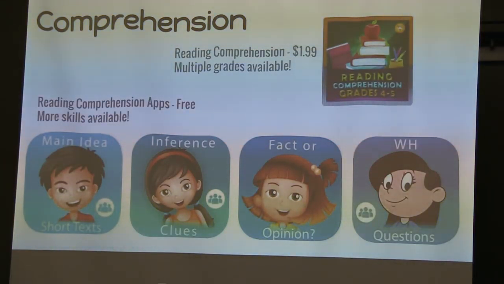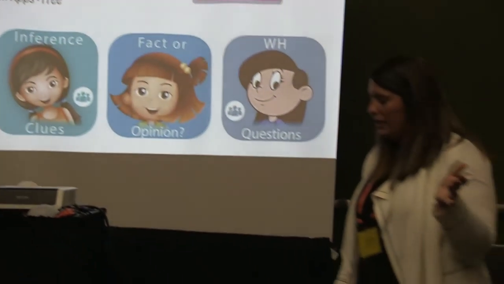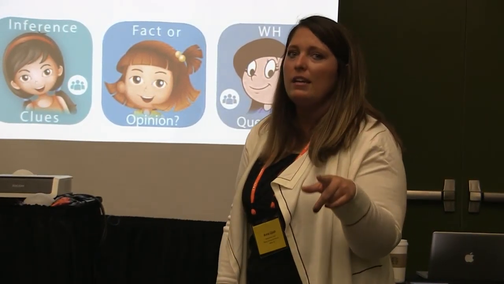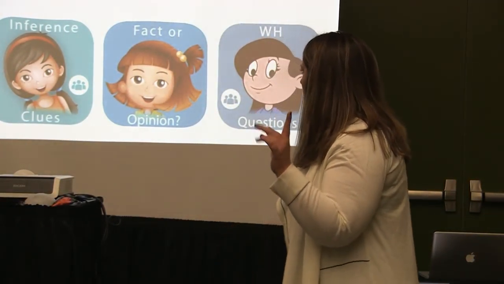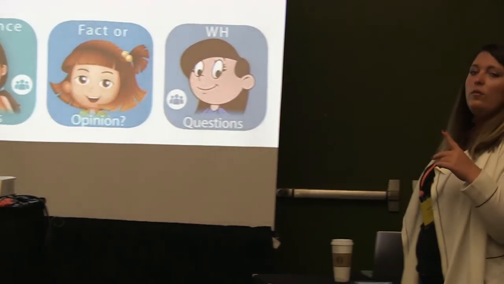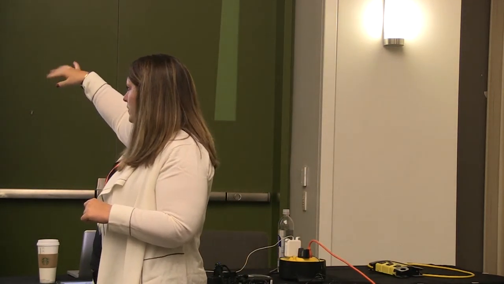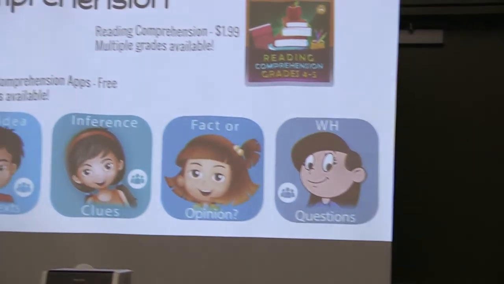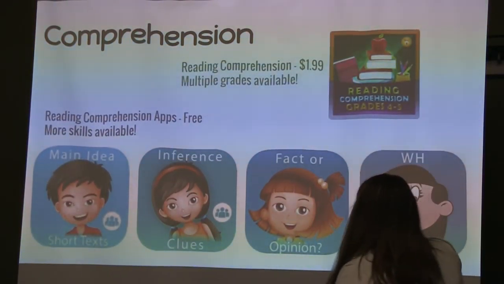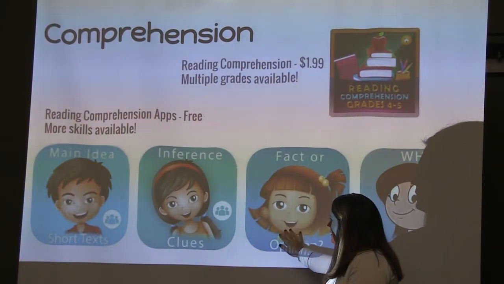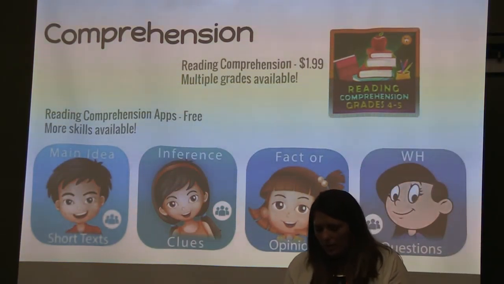Thinking about comprehension apps because this is another skill that isn't directly assessed in the FAST assessment, but that 10 myths and 10 minutes document is going to argue against that and tell you all of the ways comprehension really is affected in the FAST assessment. So, some of my favorite apps for comprehension are this reading comprehension. This is grade 4 or 5, but there's a lot of different versions of that. These apps are okay. I like that they're free. And I like these apps because they're skill specific.